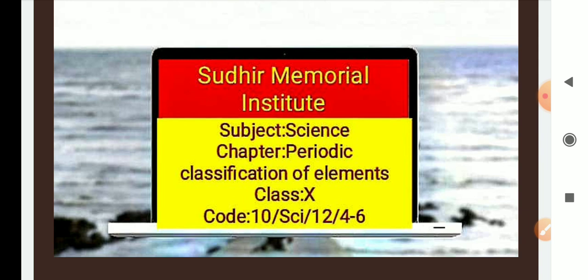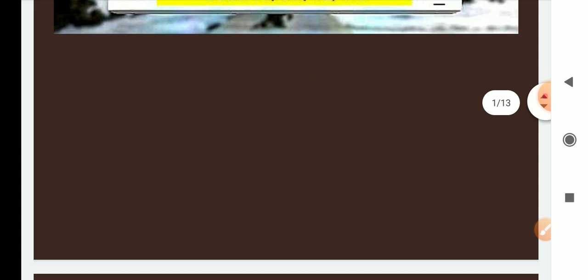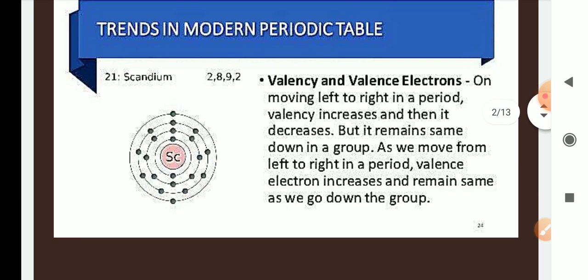In 1913 Henry Moseley showed that the atomic number of an element is a more basic or fundamental property than its atomic mass. So he proposed the law that properties are a periodic function of increasing order of atomic number. The physical and chemical properties of elements are the periodic function of their atomic number.